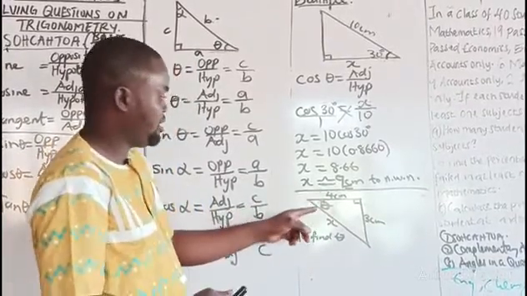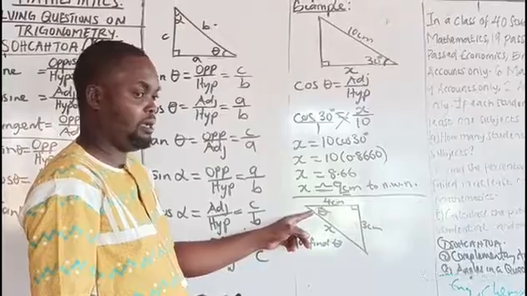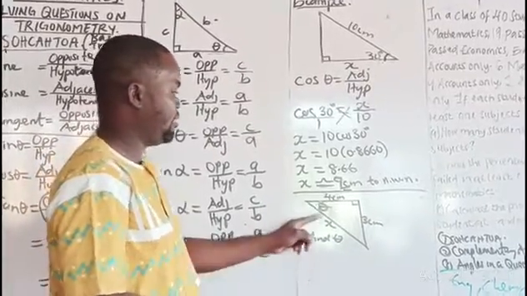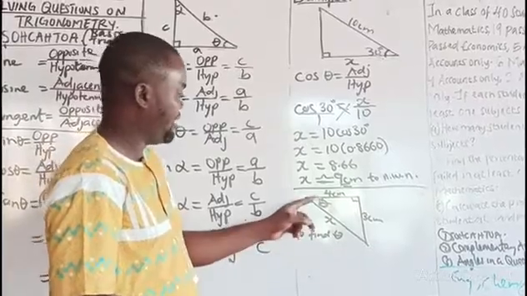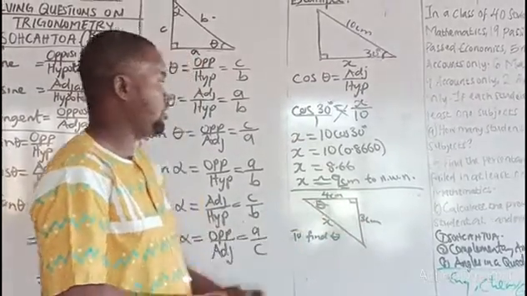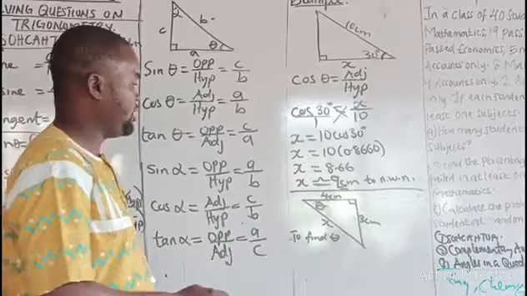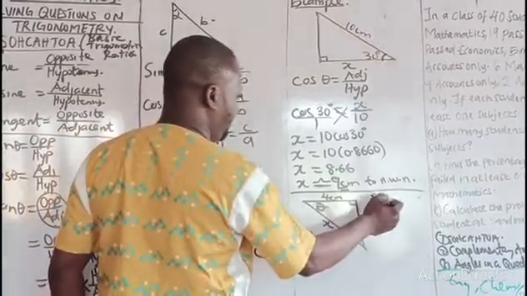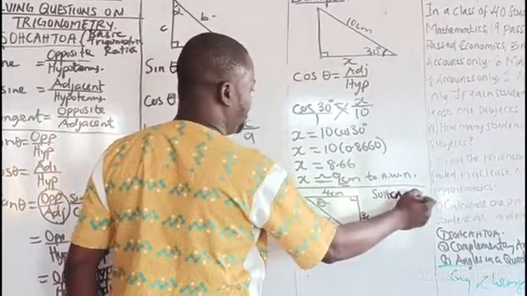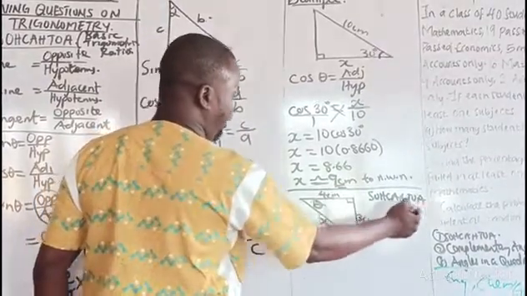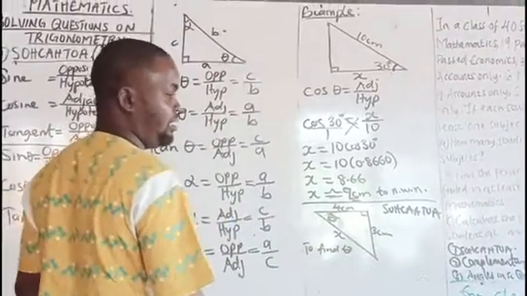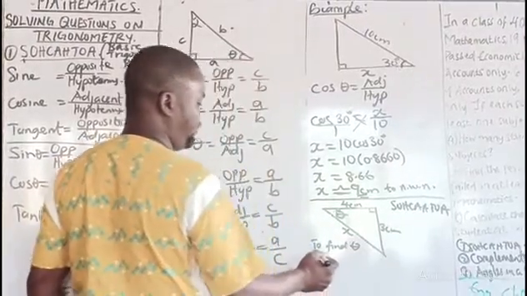So what is 4 to theta? Adjacent. What is 3 to theta? Opposite. So we have adjacent and opposite. So in our Soh Cah Toa, let's look at this. We have adjacent and we have opposite. Which one is adjacent and opposite here? So that's the formula we are going to quote.